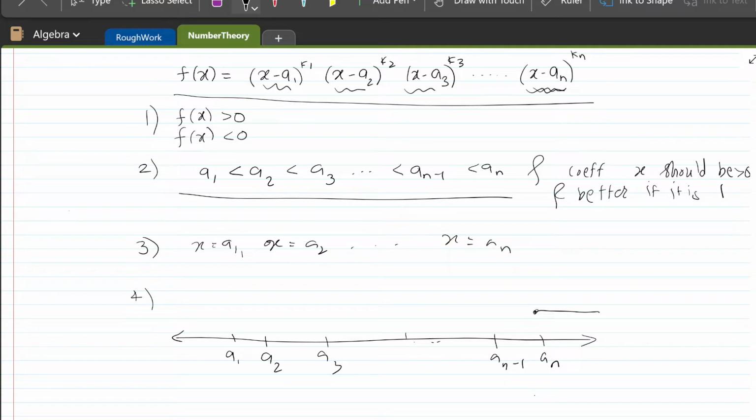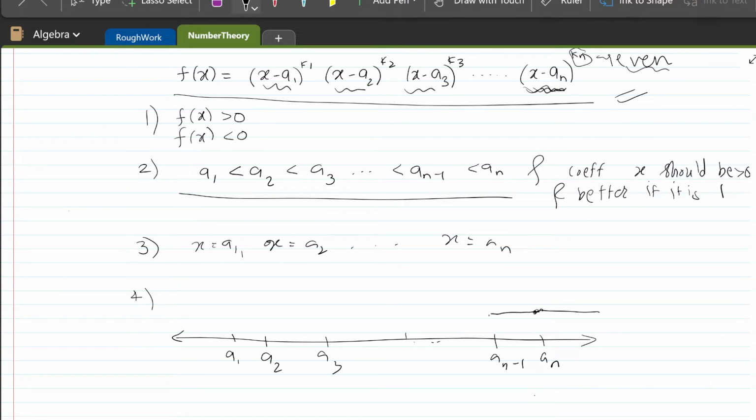Now at this point, the value of this expression may change, may not change. So how will we find out? Now kn, the power of this factor, will come into the picture. If kn is an even number, then the sign of this factor will have no effect, because even if it's negative, because of this even power, it will have no effect, right? So in that case, it will have no effect on the sign of the expression. We can continue with the same sign.